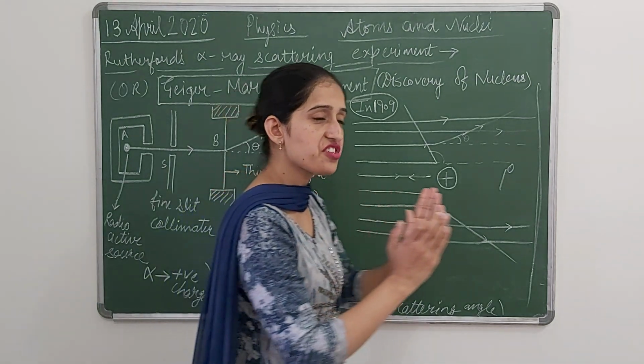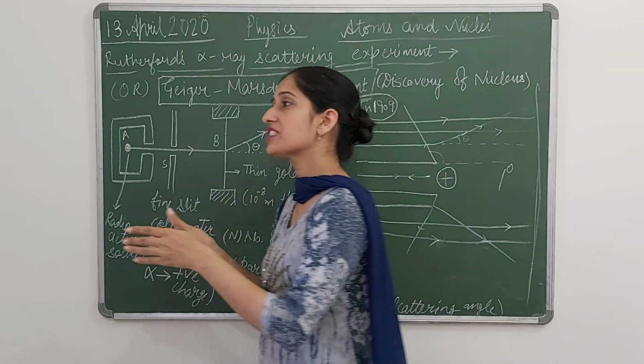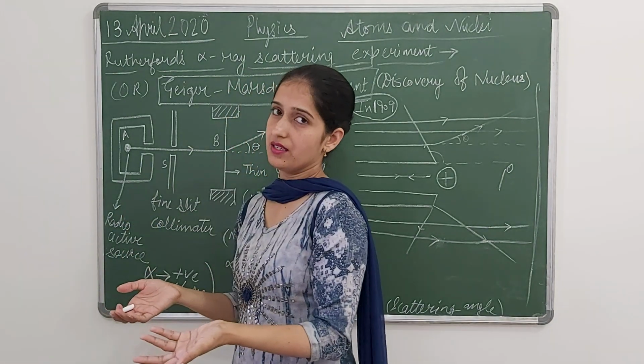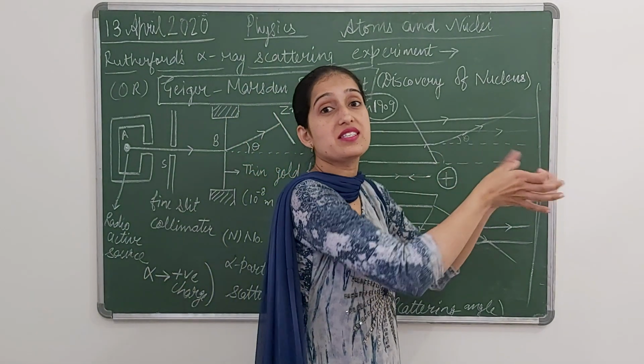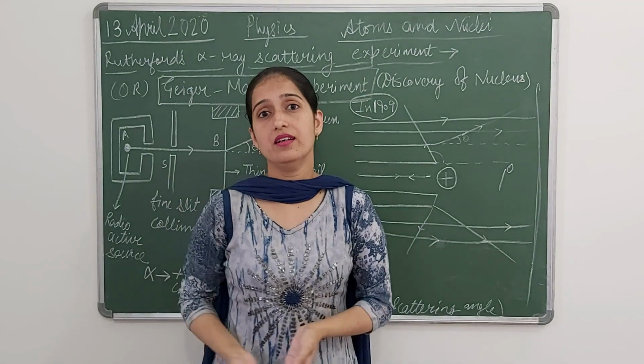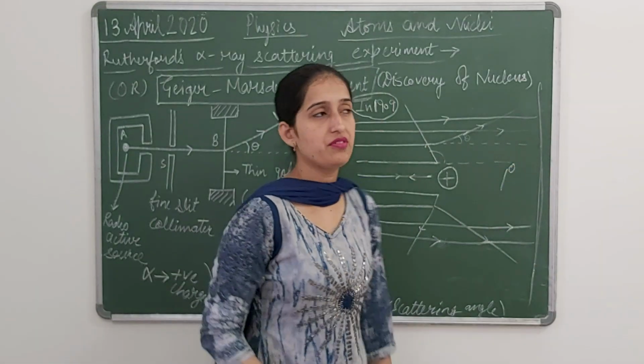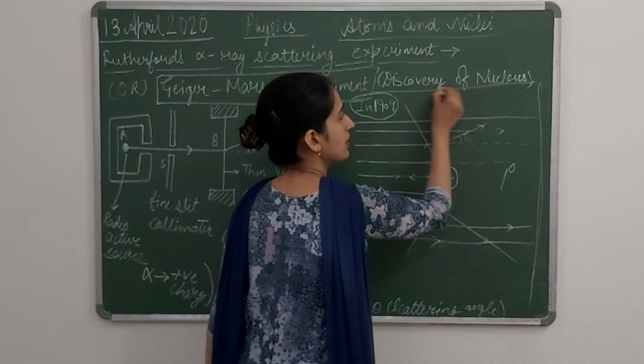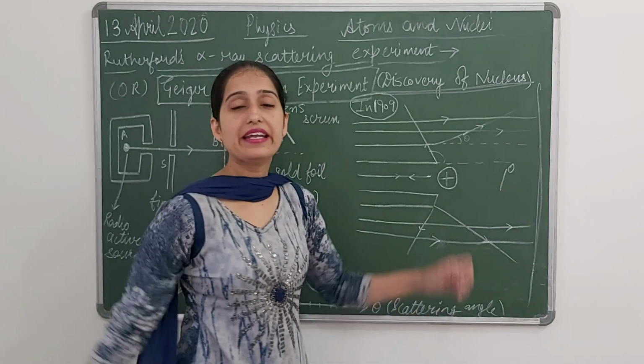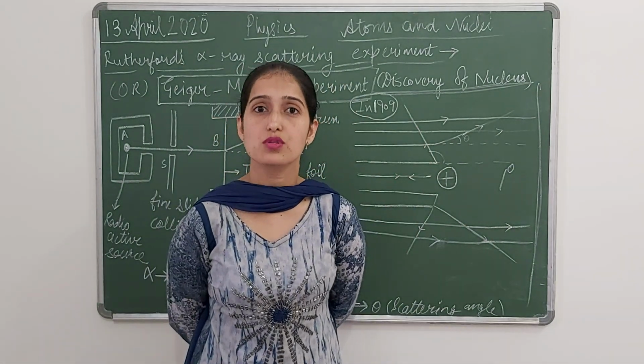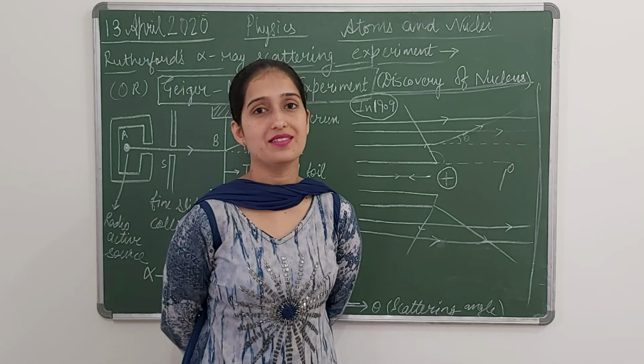The positive ray is moving straight and it is retracing its path. What does it mean? That means something positive is there which is repelling it. And what is that positive? That was the nucleus. That's why the name of this experiment is also the discovery of the nucleus.